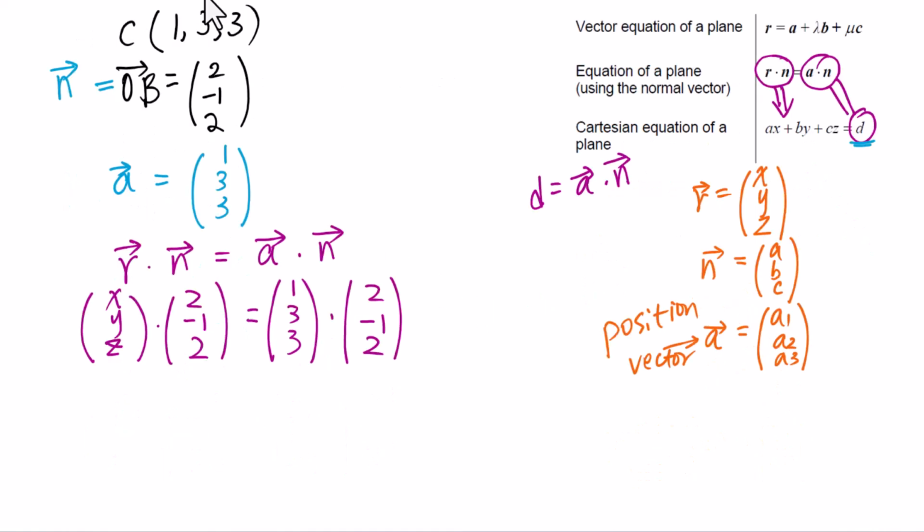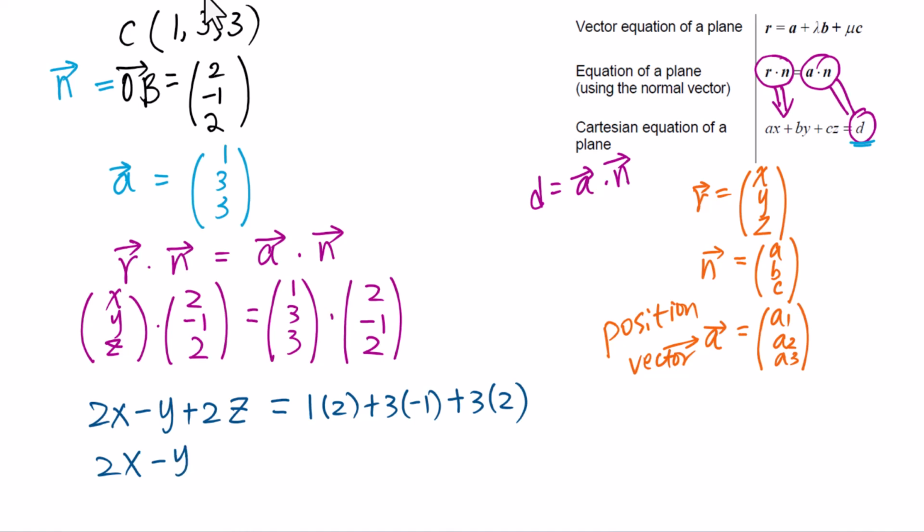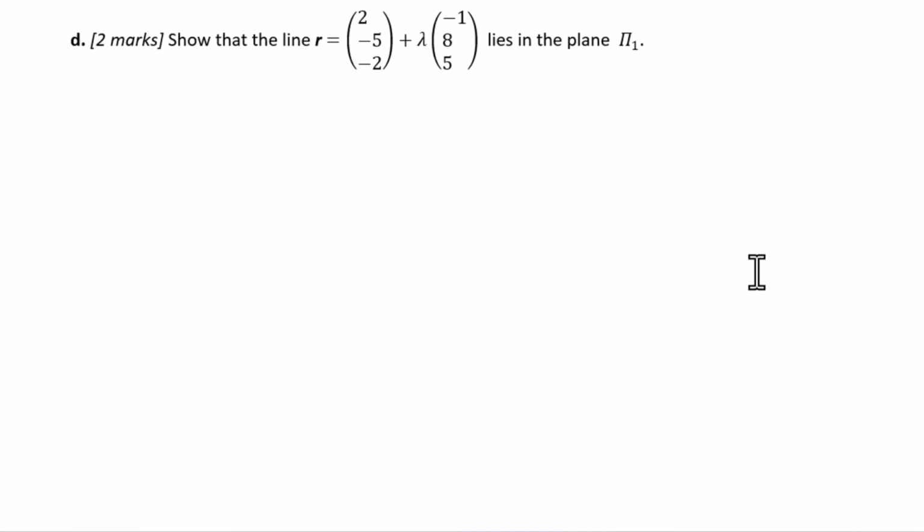Simplify. 2x minus y plus 2z equals 1 times 2 plus 3 times -1 plus 3 times 2. Final answer: 2x minus y plus 2z equals 5.